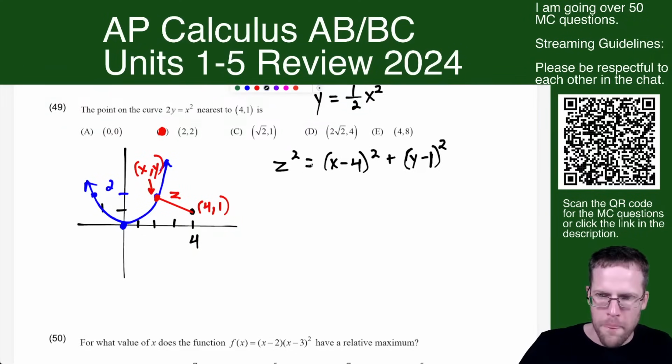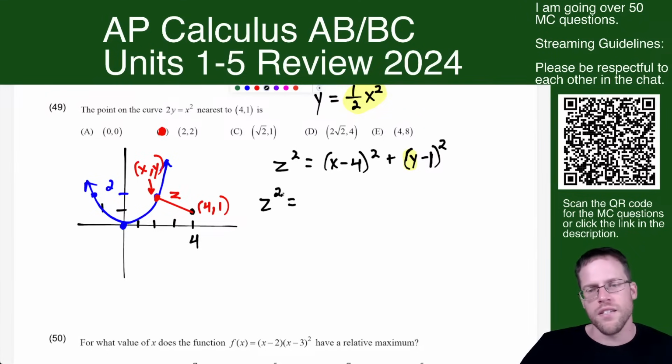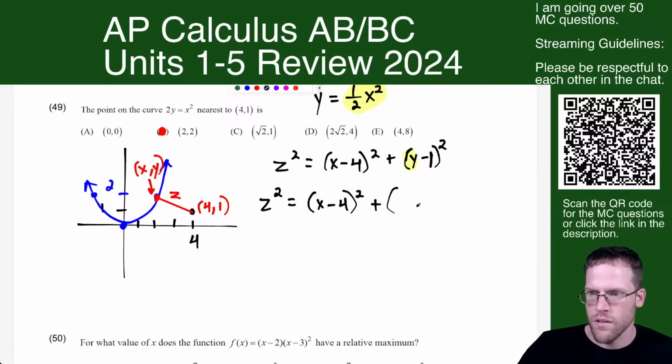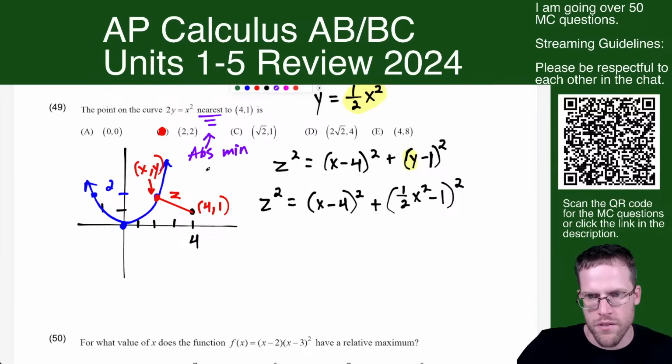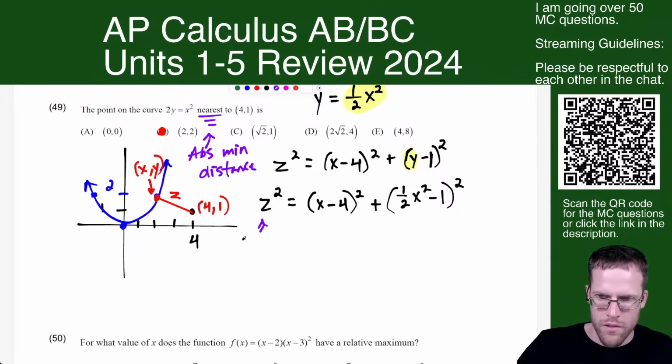So what I'm going to do instead is turn this into a function of x. See this piece? The y I'm going to replace with 1/2 x squared. You'll see why I'm not solving for z in a moment, because when we derive, we're going to set dz over dx equal to 0 anyway. So we have this plus 1/2 x squared minus 1 squared. So now this is the distance squared. I want to know when we're nearest, which means the absolute minimum distance. So I would want the square of the distance to be as small as possible.